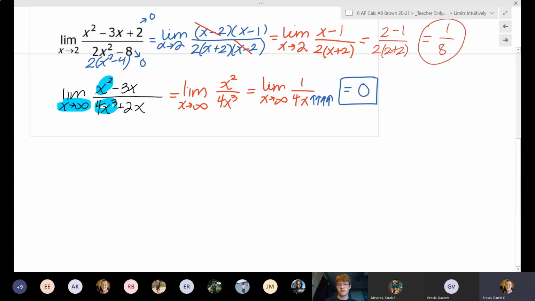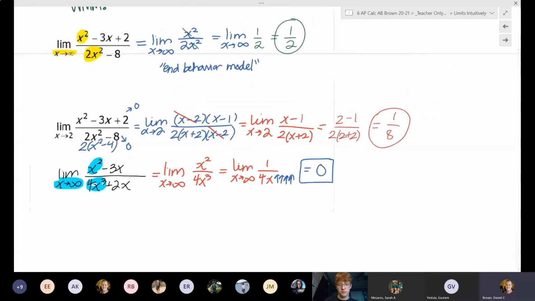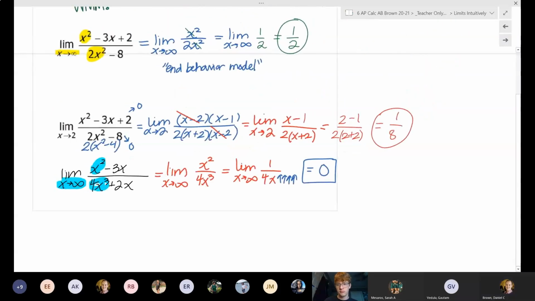I'm not done with notes yet, but I did want to pause and take questions if I need to go back and clarify anything we've done so far, because I don't want to lose anyone. Yeah, I have one. Could you clarify why, when the numerator is larger than the denominator, it's DNE?